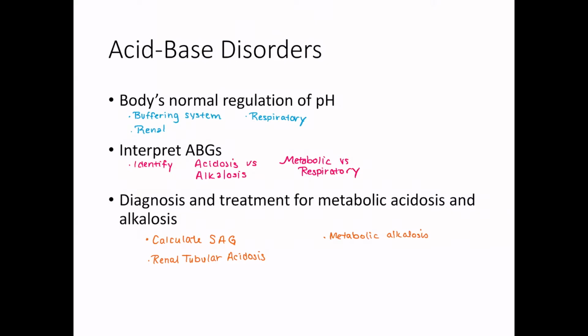One, the body's normal regulation of pH. We're going to talk about exactly how our body maintains normal pH under different systems. And these would be the buffering system, the respiratory system, and the renal system. This is important because whenever we do have any kind of disturbances in pH, this helps us talk about what the compensatory mechanisms are. Also, I want you guys to be able to interpret ABG.